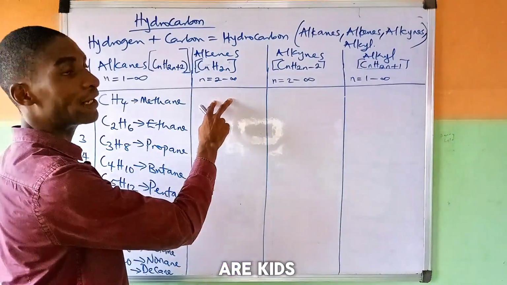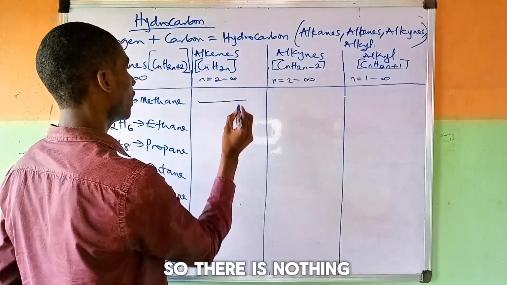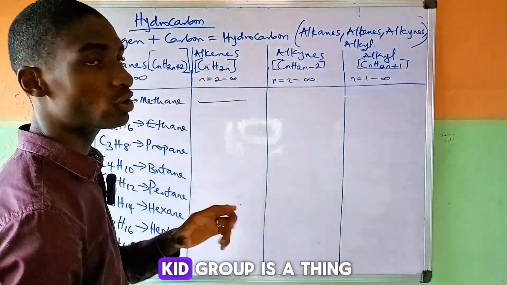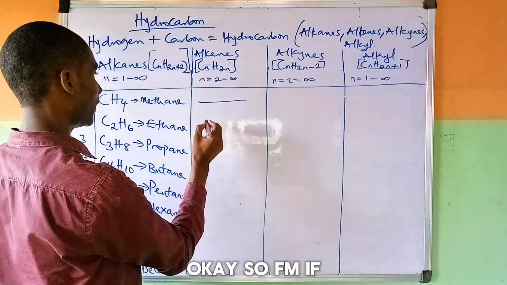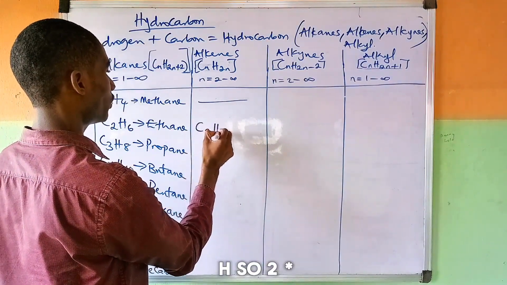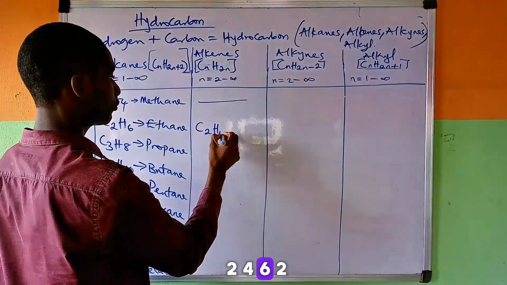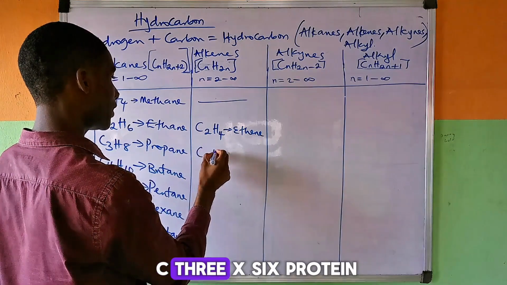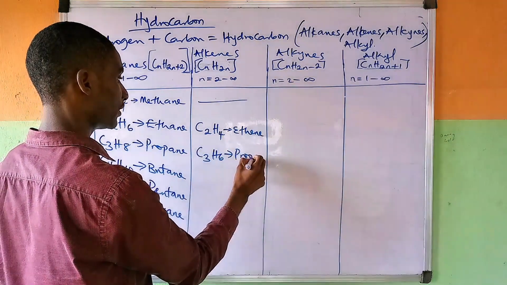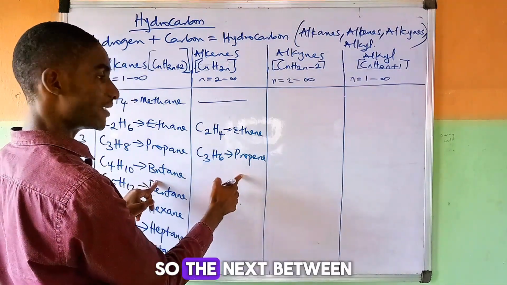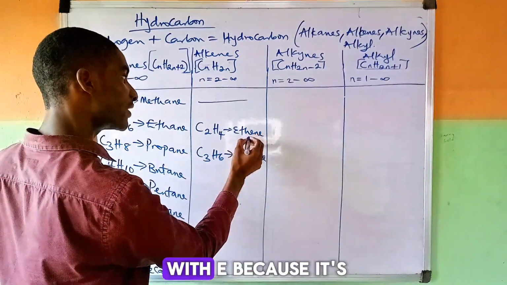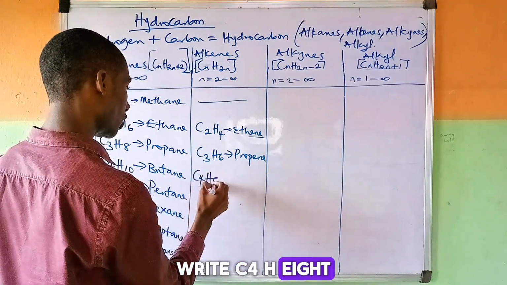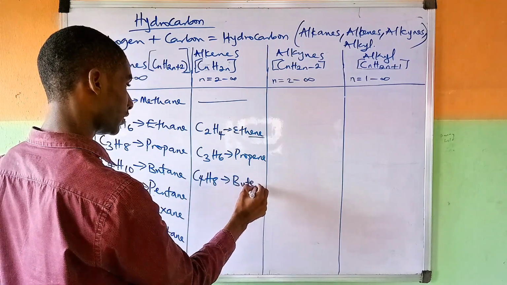But remember I told you that alkenes don't have a first member. So here is a dash. There is nothing like methene. The first member in the alkene group is ethene. Okay, so ethene will be what? C2H, so 2 times 2, 4. C2H4. That is ethene. Alright, then you have C3H6, propene. Can you see prop? So the next will be butene, and it's ending with ene because it's an alkene. Alright, C4H8, this is butene.